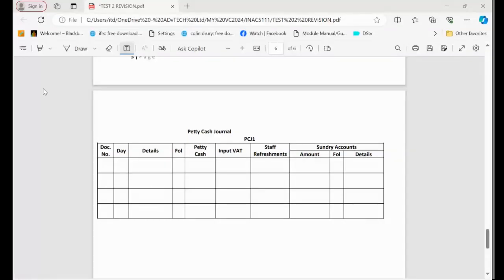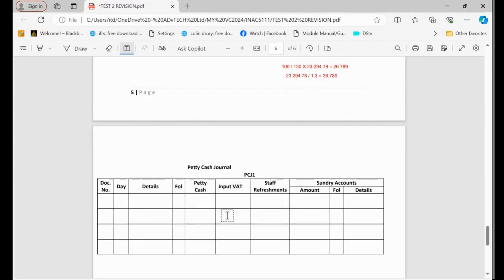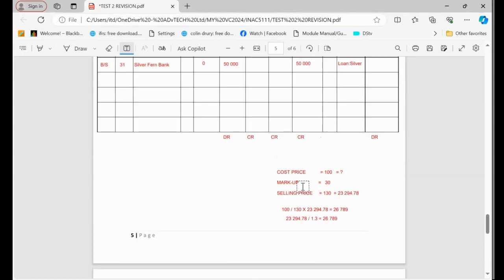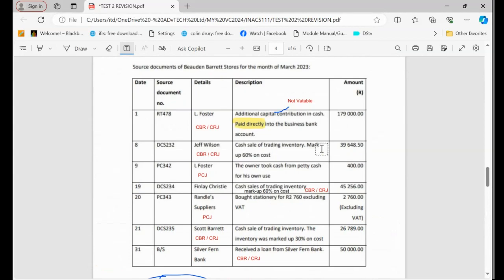Now let's put our focus on the petty cash journal. We'll continue with the exercise. You can see here we have got petty cash journal. Let me just delete this so that you cannot be confused. In other words, we have to go up there and check only the information that says petty cash journal.